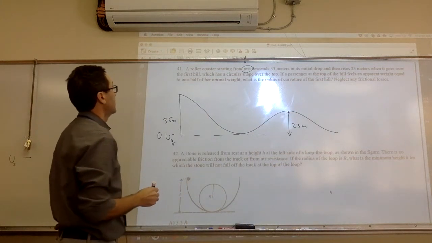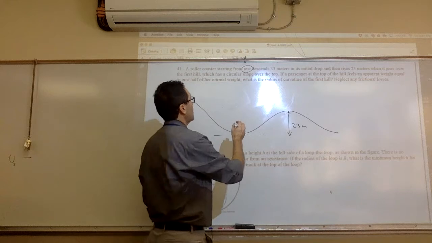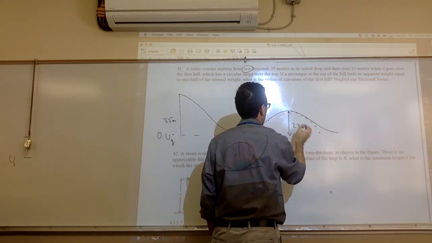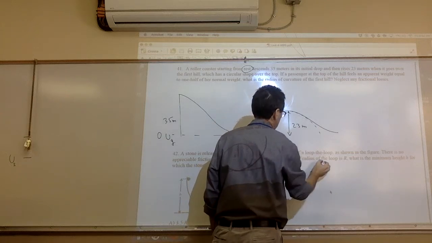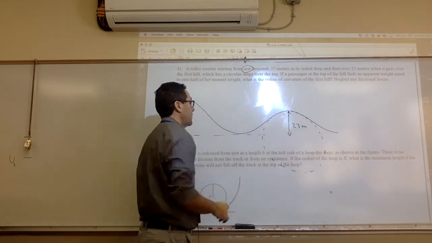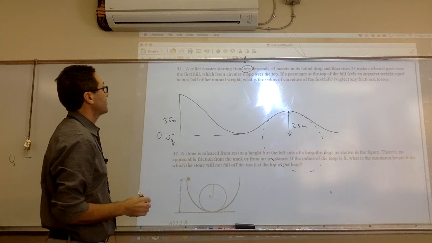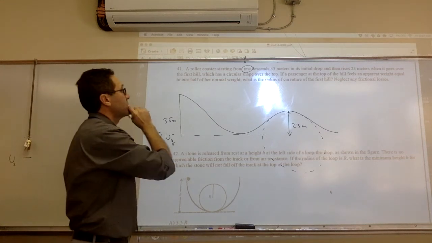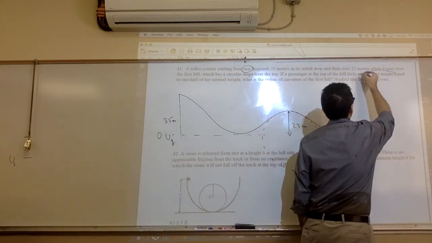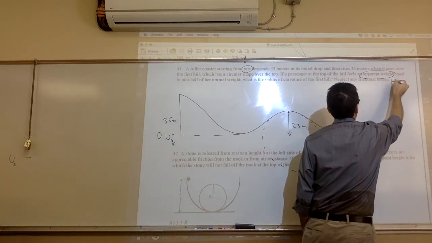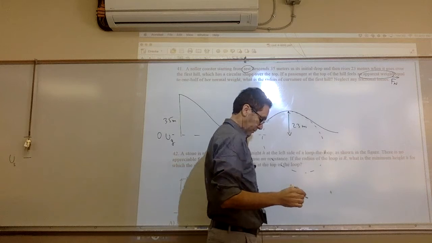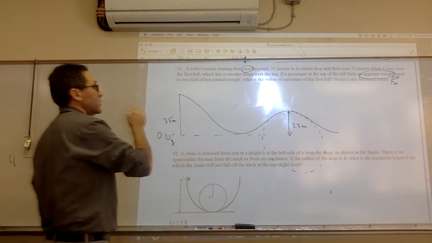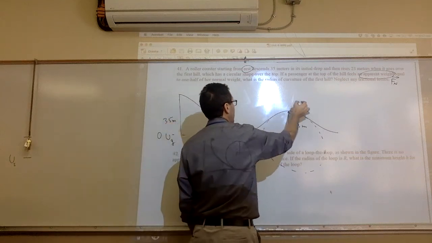First hill, okay, which has a circular shape over the top. So this is kind of like part of a circle. Okay, there's no circle there, but it has the shape of a circle. If the passenger at the top of the hill feels an apparent weight, well, the apparent weight is basically the same thing as talking about the normal force, okay? Equal to half the normal weight.